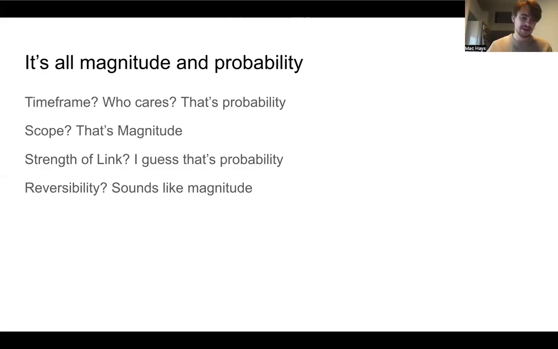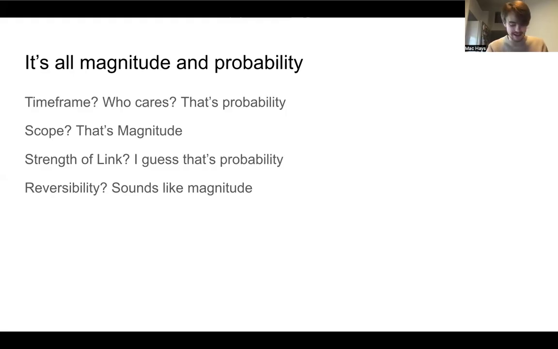That's magnitude. Strength of link could be like a filter on the probability, right? Like if your argument is conceded, presumably it's more likely to be true. If their argument has a lot of defense on it that says it's not very likely to be true, then again, this is sort of an easy one to say this is just in the probability category.